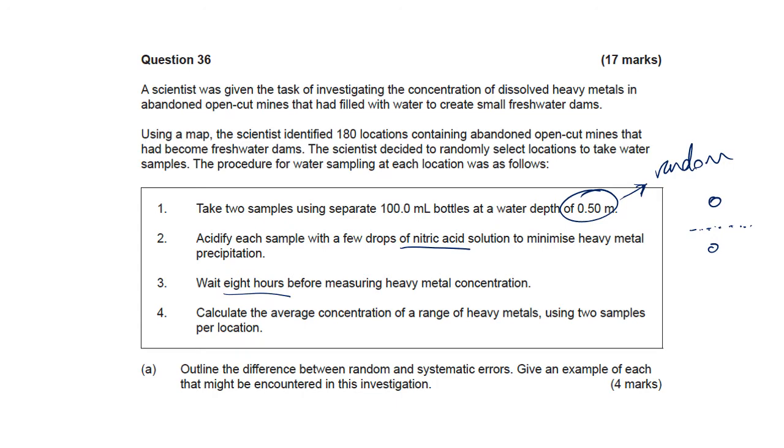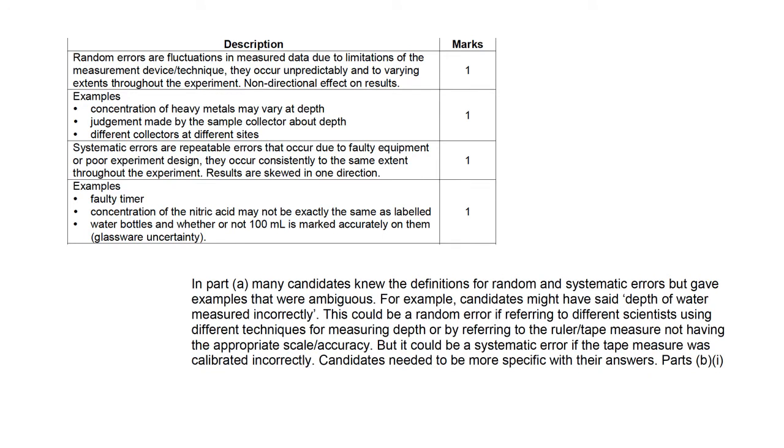Okay, so let's have a look at what the marking key says. The marking key says, here is your definition of systematic and random errors. Some examples: concentration of heavy metals varies at depth. What this one is saying is that the heavy metals might be more concentrated deeper or less concentrated deeper, something like that. So you never know, and just collecting at one depth was not going to help. Different collectors at different sizes are always going to collect randomly spread data. Systematic is when the results are always skewed in one direction, things like faulty timers, the concentration of nitric acid not always being the same, or that you've accidentally added a base, which totally screws it up.